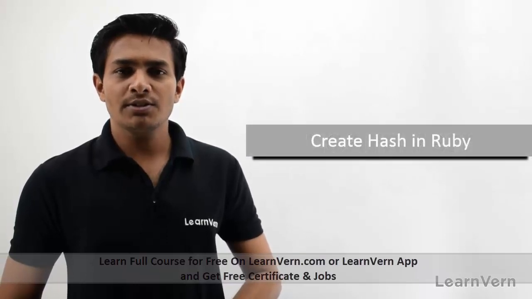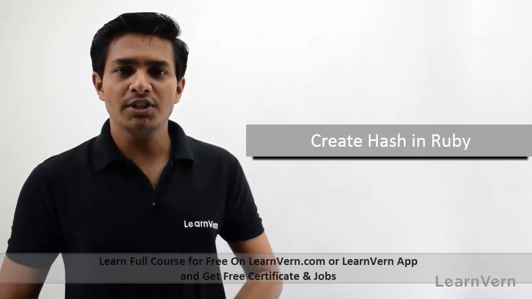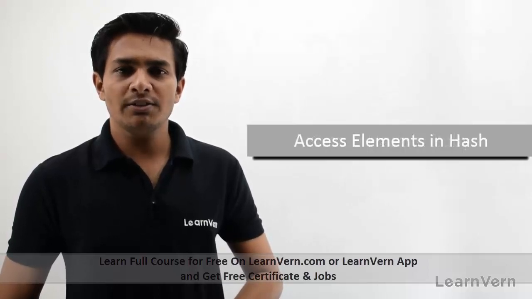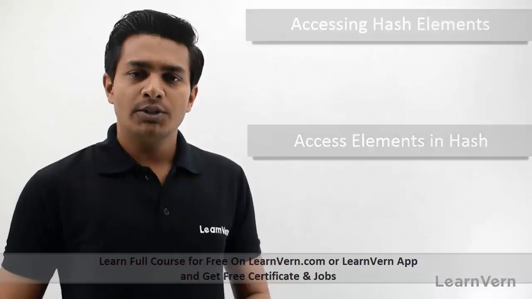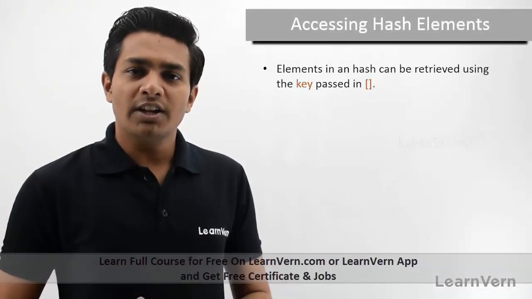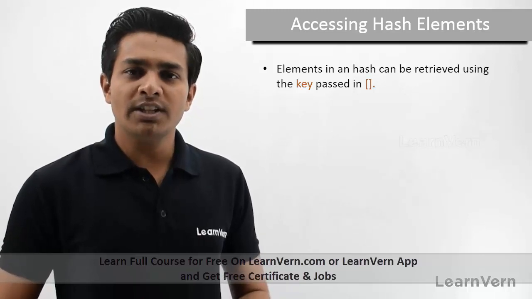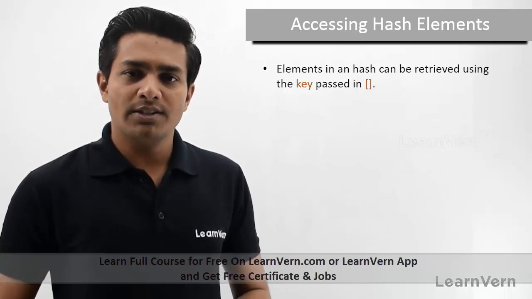In the previous lecture, we learned how to create a hash in Ruby. And today we will learn how to access elements from a hash in Ruby. To access elements from a hash, we use square brackets, and into the square brackets we need to pass one argument, the key of the value that we want to fetch.